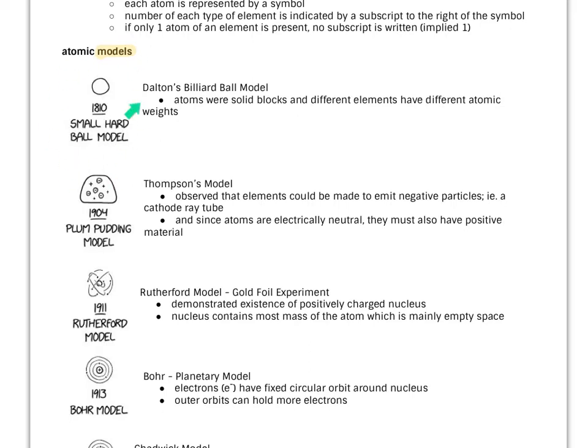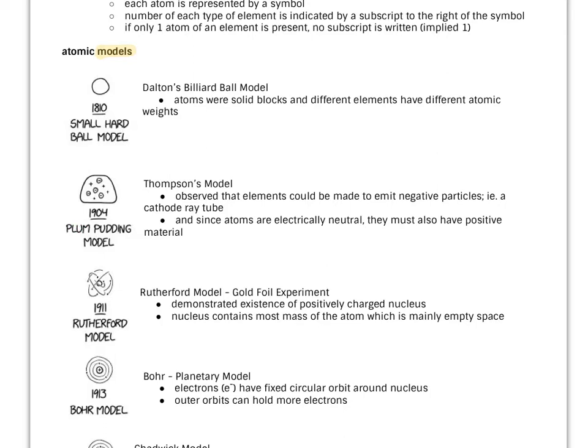So I do want you drawing these models. They are pretty important. Draw them as best you can. And I especially want you to note the years and also what that model said. So in 1810, the first model was Dalton's billiard ball model. And so it's called that because he thought atoms were solid blocks and different elements had different atomic weights. So he literally thought it was a solid ball and they just had different weights depending on which type of element it was.